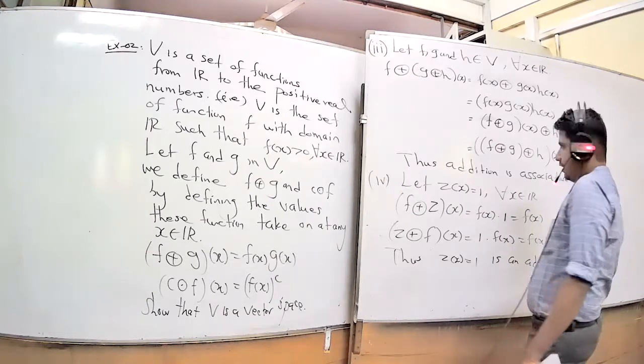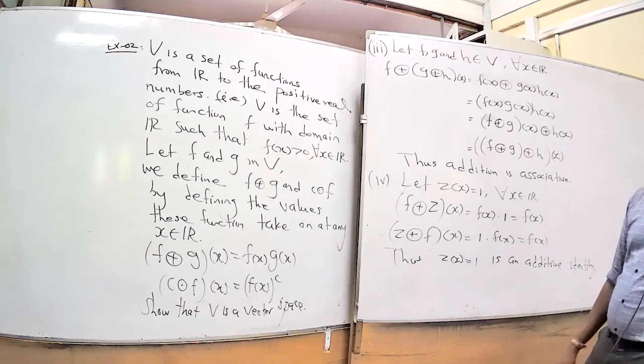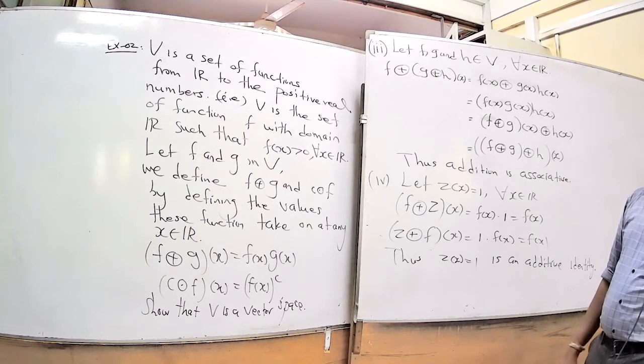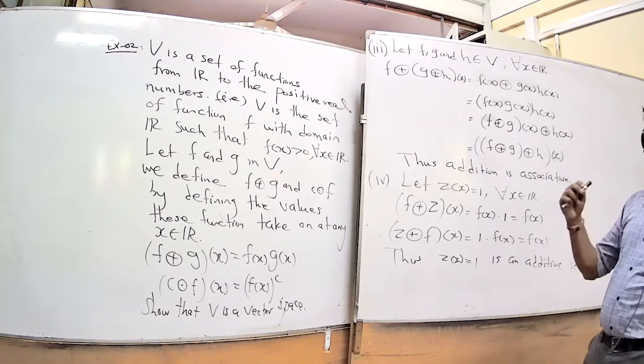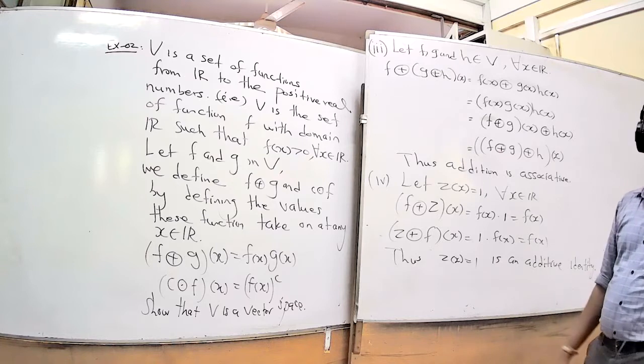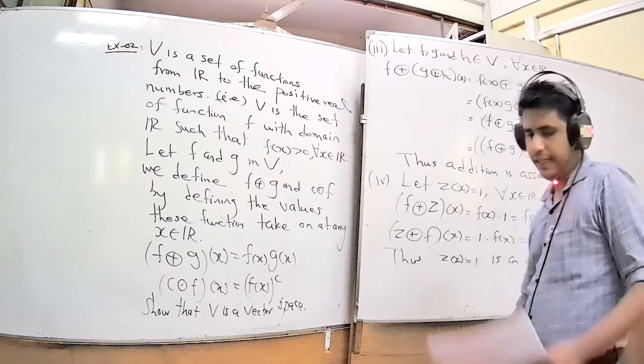That means for this case, it's a constant function. That constant value is 1. That function is an additive identity. Okay. Next, for the inverse.